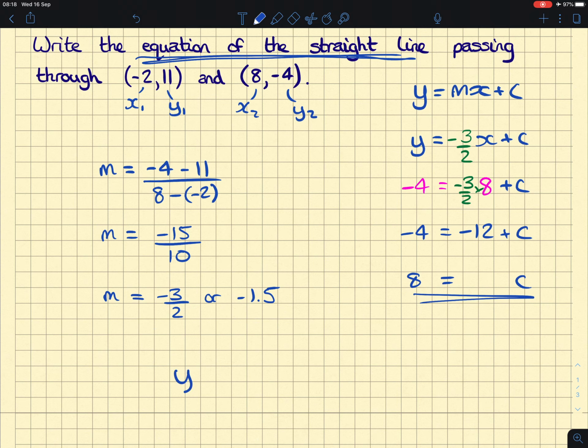So our answer, either of these are correct. Option number 1 or option number 2. Done.